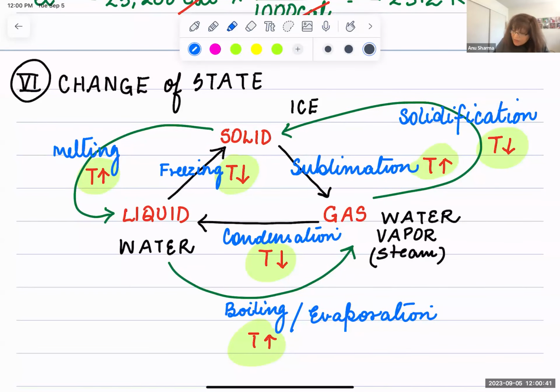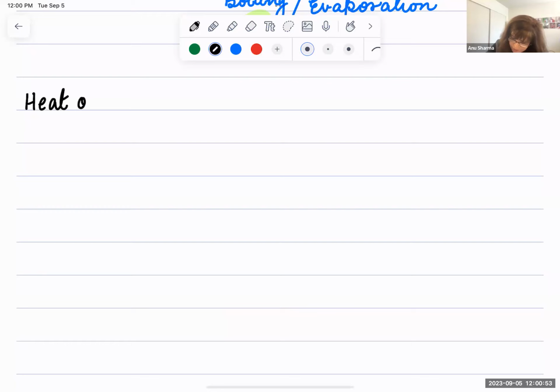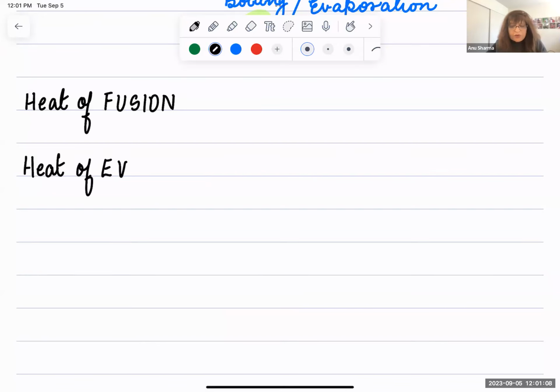Now, what is the name of that heat? One is the heat of fusion, and the other is the heat of vaporization. So these are the names of the heats that are involved in bringing the transformation from a solid to a liquid, or from a liquid to a gaseous state. So evaporation, let me write this down. Okay, the heat of fusion.